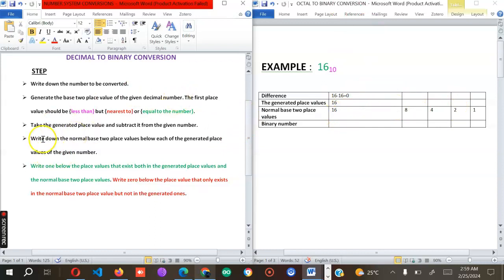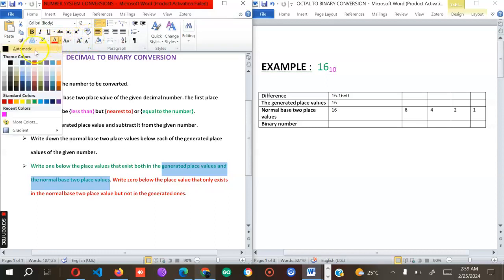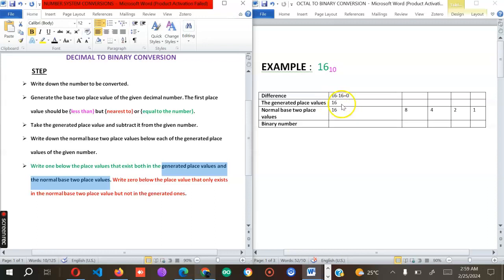Then we have written the number that we have. So look at the last condition. You write 1 below the place value that exists in both the generated and the normal place value. So if this one and this one are the same, you write 1. But look now at the right part. You write 0 below the place value that only exists in the normal. If you look at the other numbers, they only exist in the normal, as you can see. So there is no other number in the generated, so you write 0 on the other numbers.